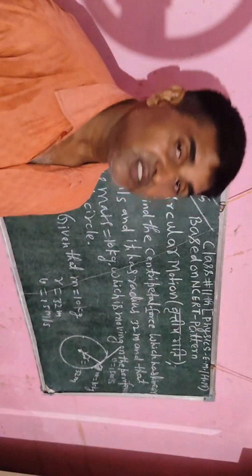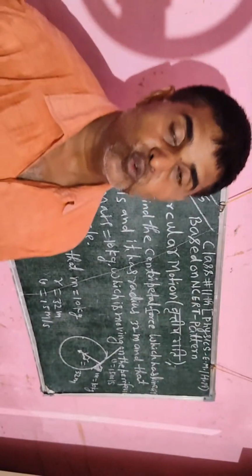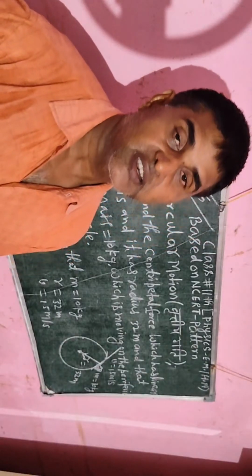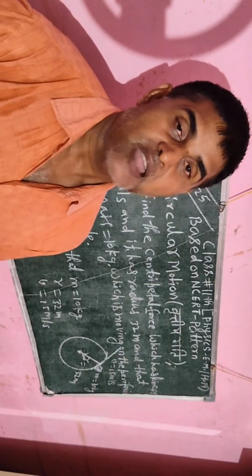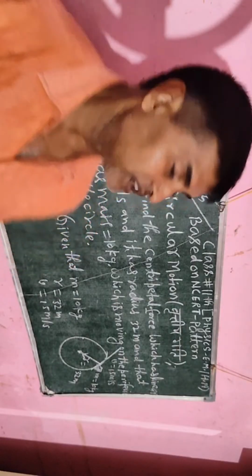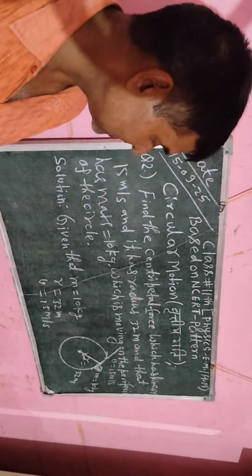Now data is the plural noun, and the singular noun is datum. Datum is the singular noun of data, and data is the plural noun of datum.